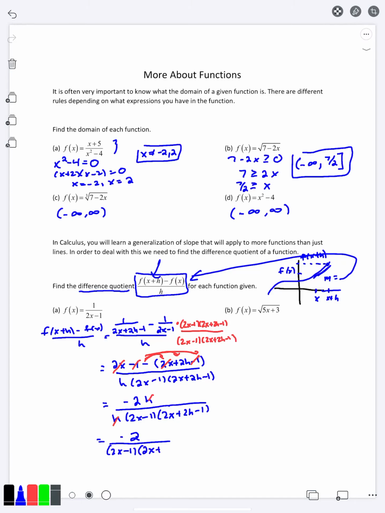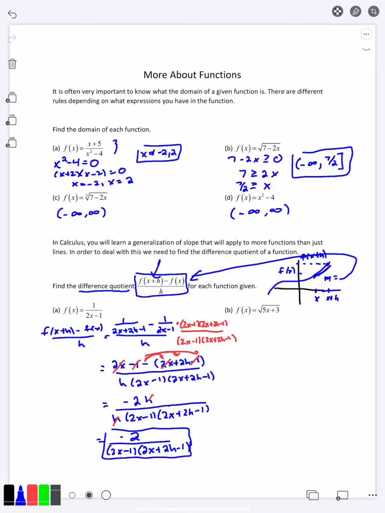And I will give you a little tip here. For every one of these problems, your h should be canceling out at some point in time near the end. If your h does not cancel out, then you went wrong somewhere. As you can see, these problems are a lot of really messy algebra. That's what we're going to be dealing with here.